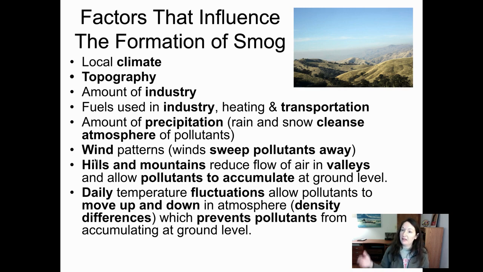If you live in a valley, wind patterns tend to be a lot lighter than what we see here in Ohio. In Ohio, the land is flat, and so the wind can just blow through here and wipe any pollution out of the way. So precipitation and wind allows us here in Ohio to have clean air most of the time. Hills and mountains will reduce the flow of air into the valleys and allow the pollutants to accumulate at ground level.